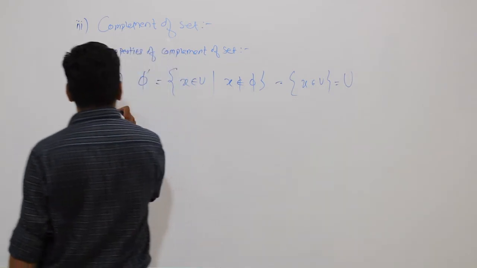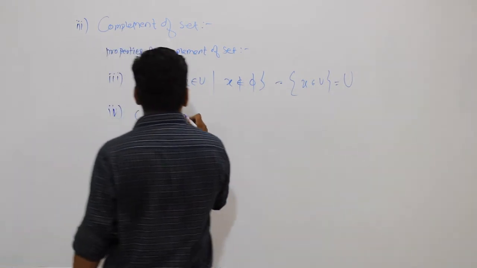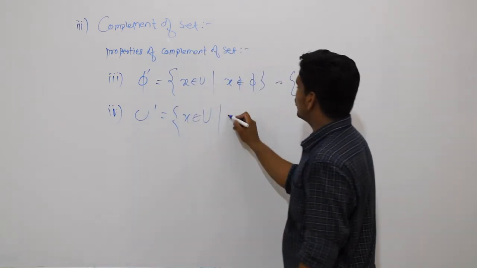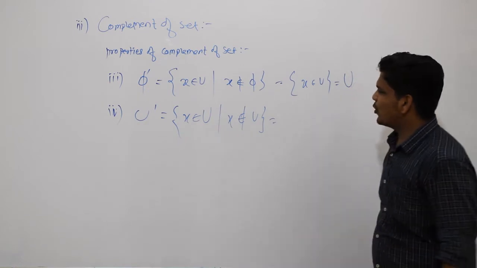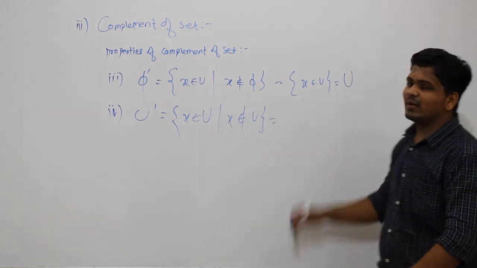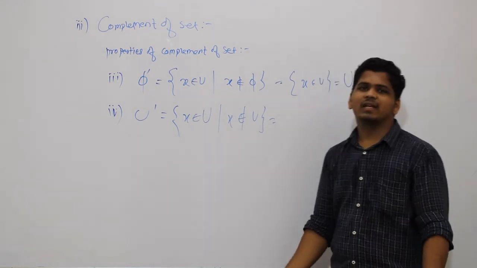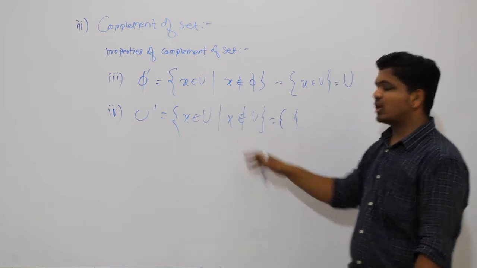Okay, now next is the fourth property: what is U complement? U complement is nothing but all x belonging to U such that x does not belong to U. Meaning you have to take elements of U that are not in U, so which element would that be? There will be no such element, right? So what do you get here? The empty set, elements of U that are not in U.